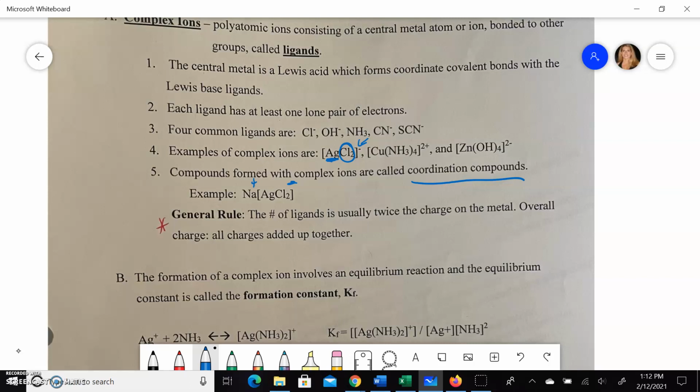Same thing for the next one, copper is +2, so then we have 4 ammonias bonded to it. And overall, all the charges will add up together. Ammonia doesn't have any charge, NH3 is neutral, and the overall charge is +2, which means that copper is also +2. But notice over here, zinc is +2, you had to memorize that one. Hydroxide is -1, and we have 4 of them, so that's -4, and that's where they're getting that -2, because +2 and -4 gives you -2.